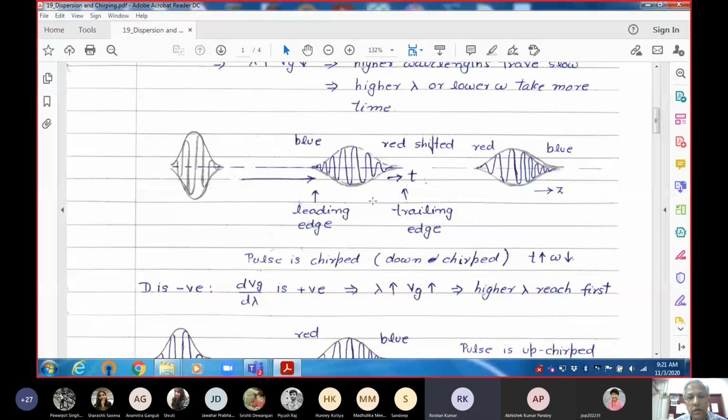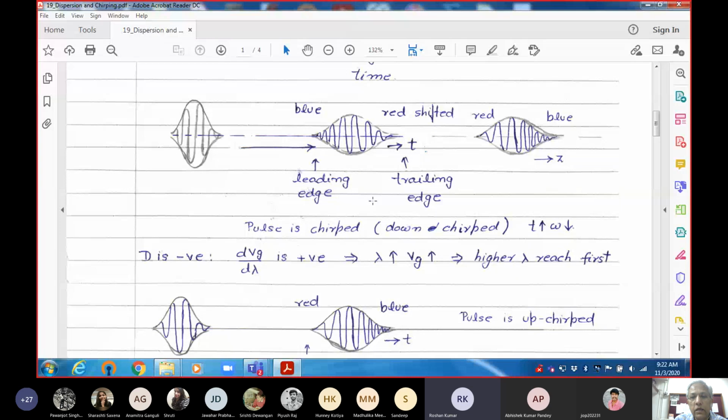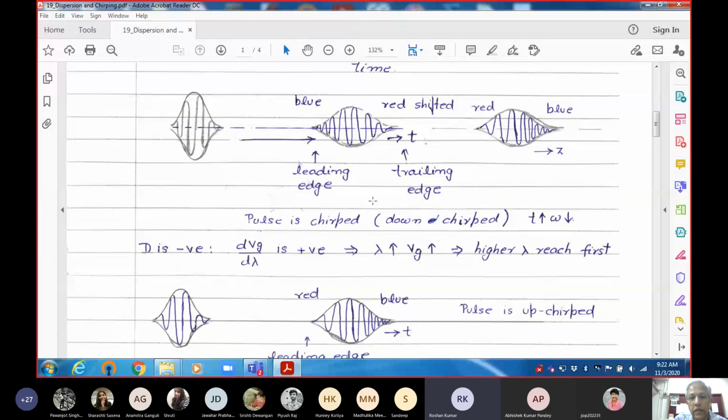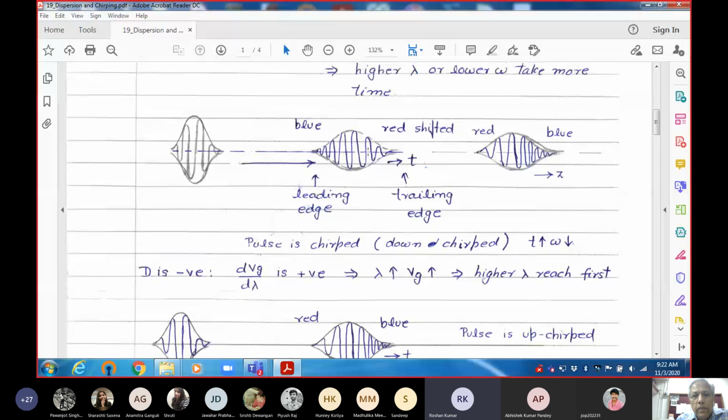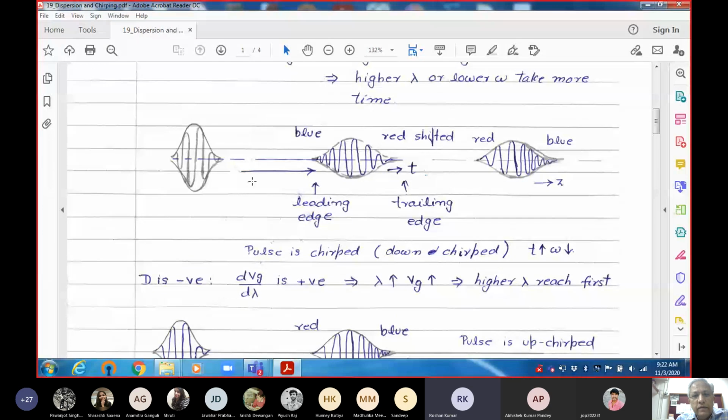Sir, why do you write here t is increasing and omega is decreasing? In the next slide. In the next line, sir. The pulse is shifted down, t greater and omega less. Moment. Sir, you are talking about this figure? Yes, sir.